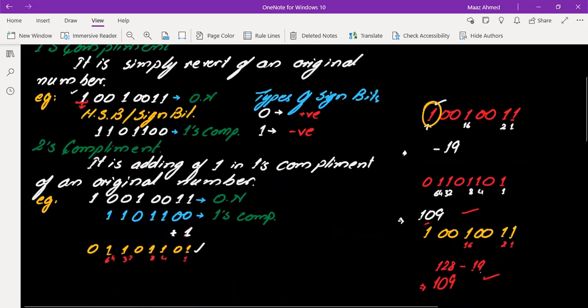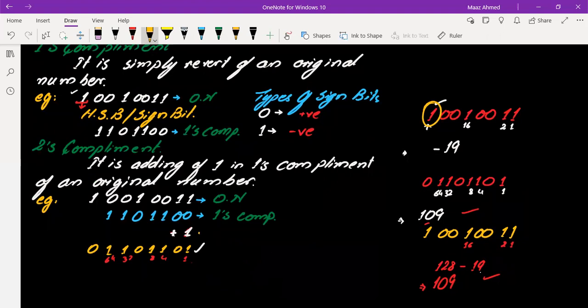Now we're coming to the two's complement. What do you mean by the two's complement over here? Two's complement says you just need to add 1. Now it's binary addition. Remember that in the ones complement of an original number, you need to add the 1. You need to add this 1 into the ones complement, the number written with the glue.